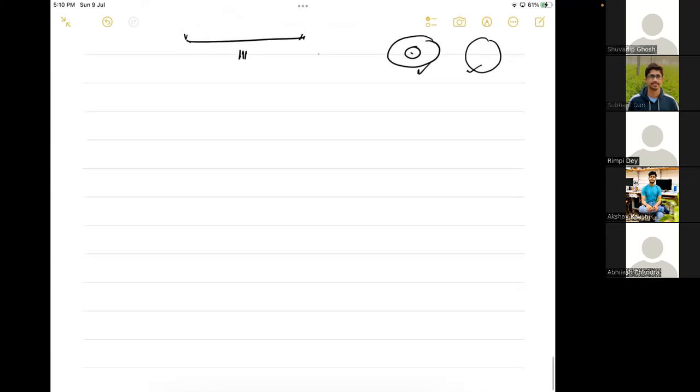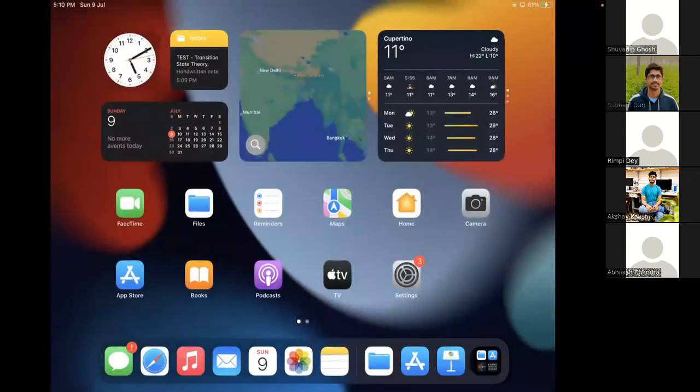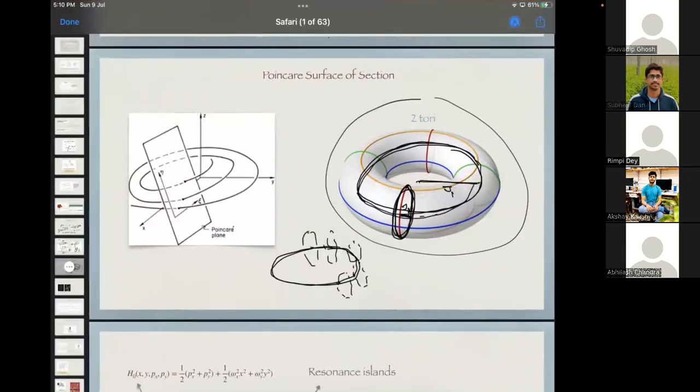So what I'm trying to tell is that for an n degree of freedom integrable Hamiltonian, the phase space will look like an n parameter family of n tori. So in most cases, we generally consider the 2 degree of freedom system. For a 2 degree of freedom system, what is the dimension of the phase space? 4, right? 4-dimensional phase space, because P1, P2, Q1, Q2. So phase space dimension is 4.